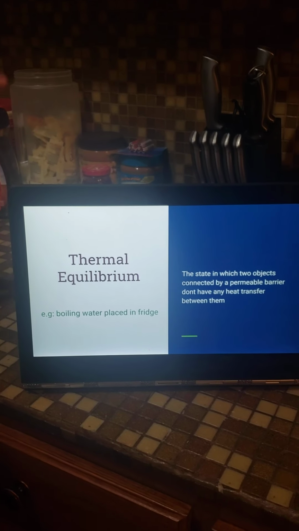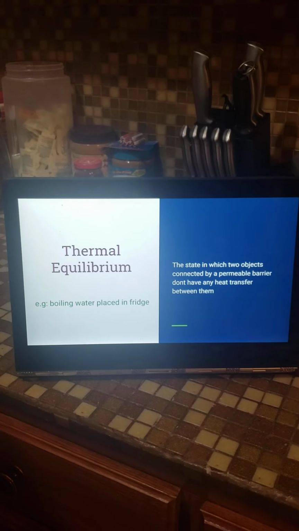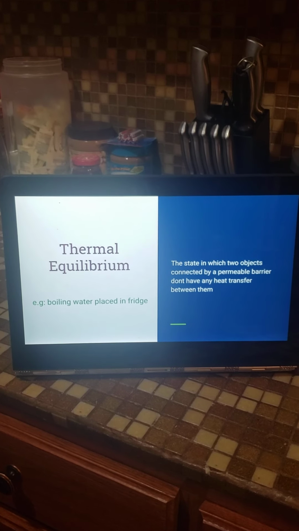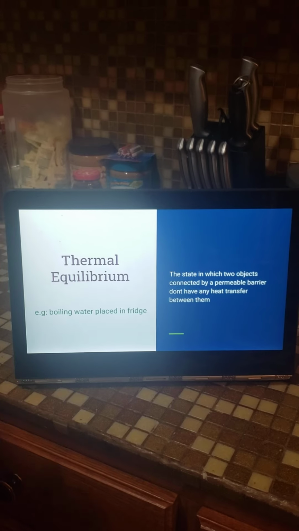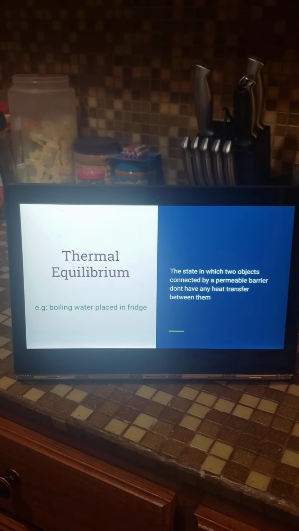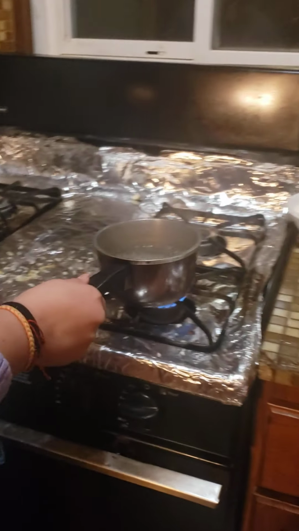So the scientific definition, per se, is the state in which two objects connected by a permeable barrier don't have any heat transfer between them. An example that I'm going to use, just kind of an everyday thing, is boiling water.